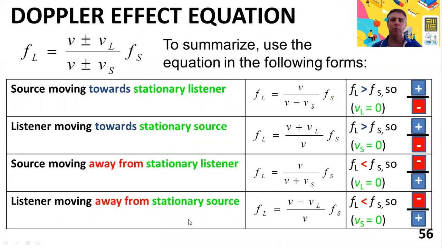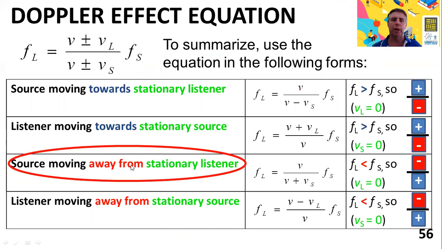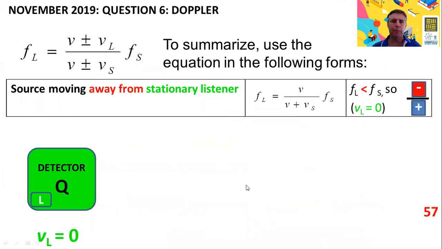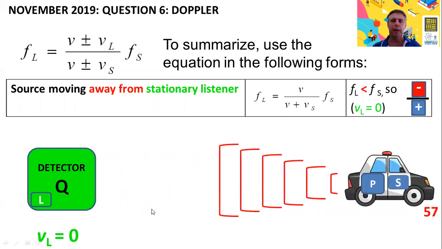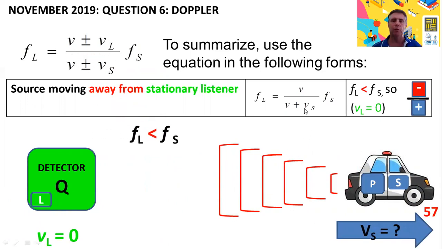Again, there are 4 forms here. We had a stationary listener in this one, so it must be 1 or 3, and the source is moving away, so it's definitely the third one. So we're going to use this form of the Doppler equation. Okay, so again, just to animate it to make it clear, a stationary listener, the source is moving away. And so we don't know the velocity of the source, so we're going to be using this form because the frequency of the listener must be less than the frequency of the source. So it's in the form of minus over plus.